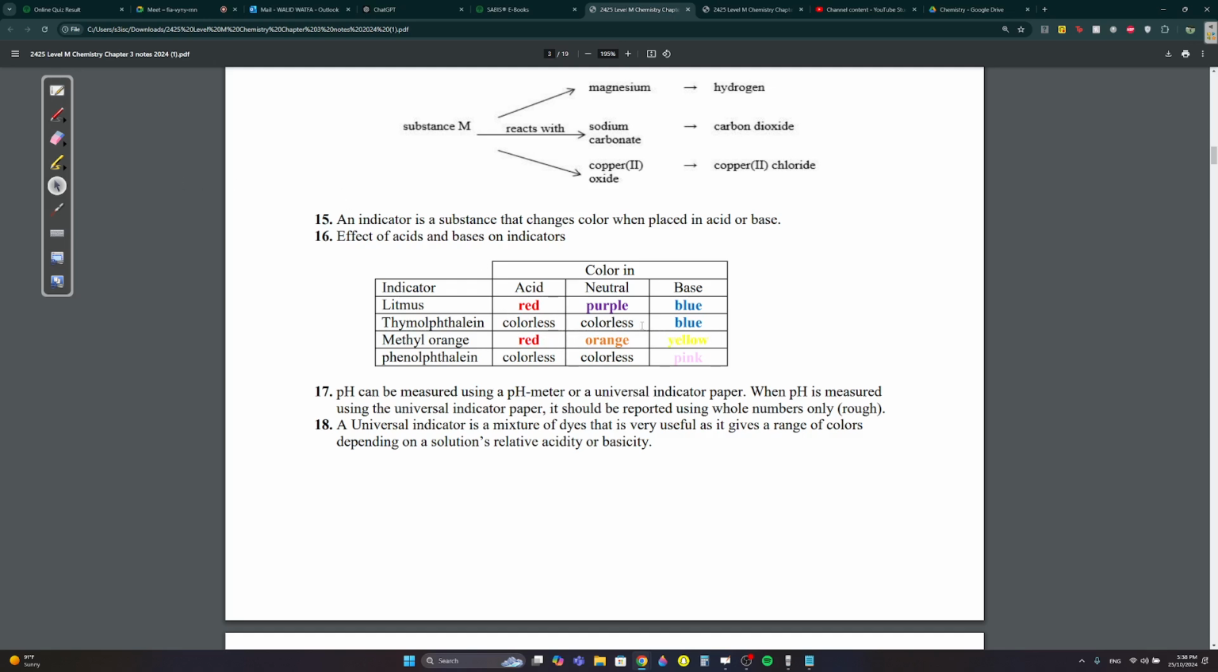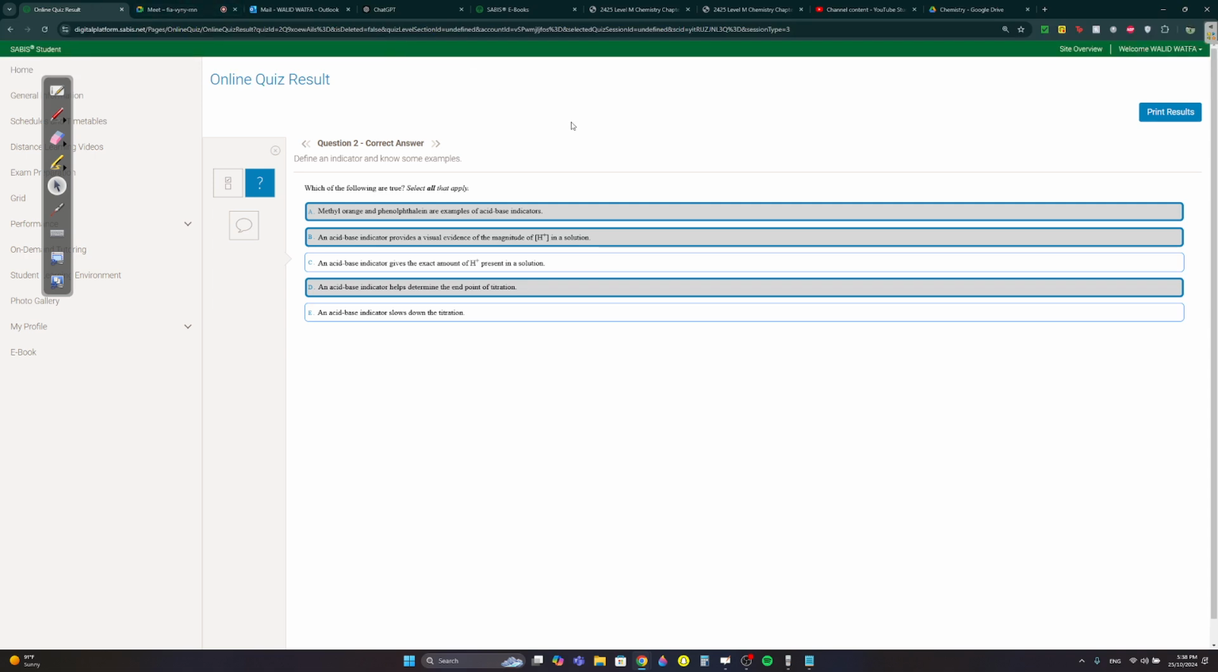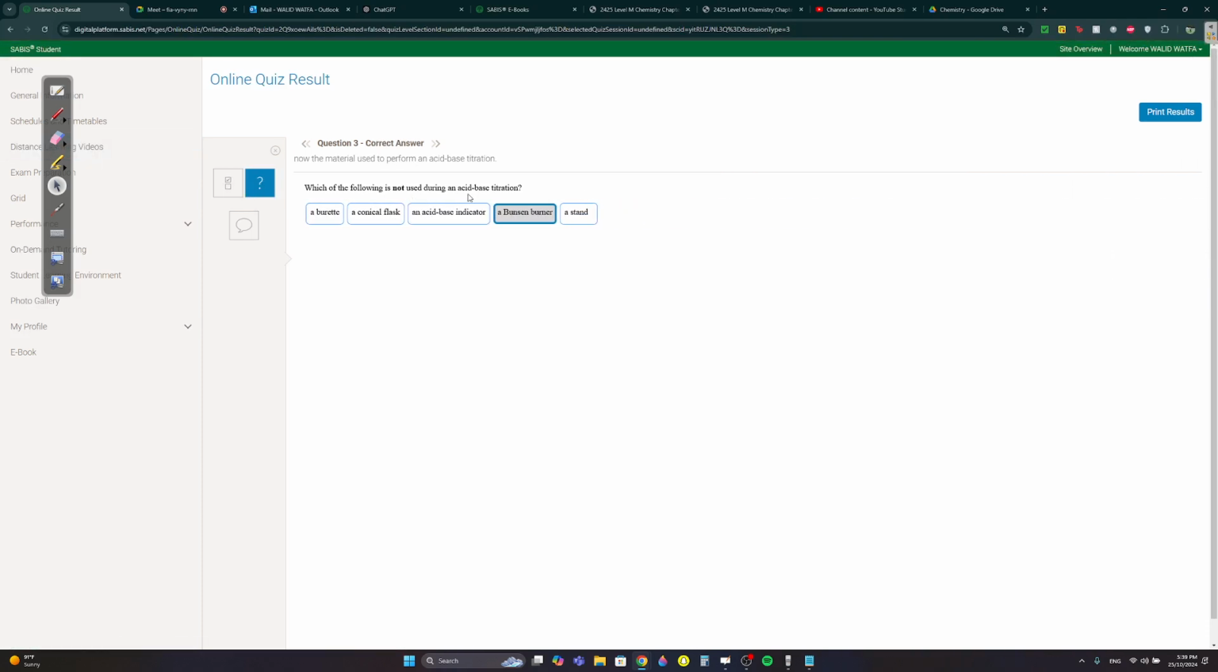I think base is like, oh, it's chill, so it goes lighter than orange, which is yellow. And then acid is like, oh, it's not chill, so it goes darker than orange, which is red. They're stupid ways to memorize, but really, they help you get the marks. Question three: which of the following is not used during an acid-base titration?